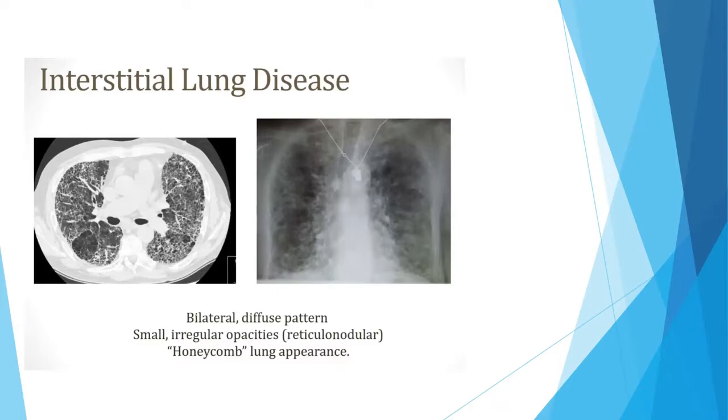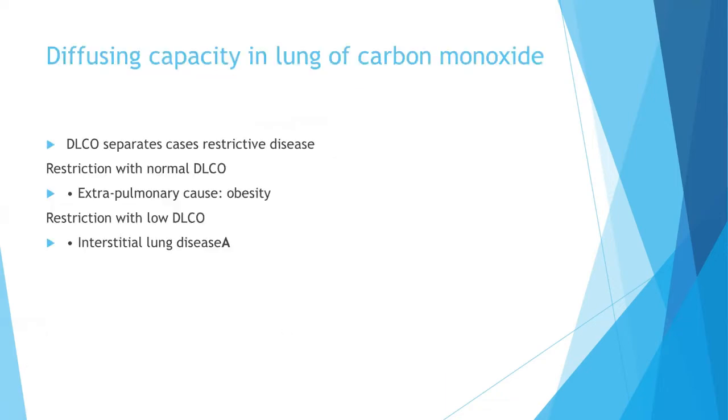So interstitial lung disease may be the other cause of restrictive lung disease. Here we can see the bilateral diffuse pattern, the small irregular opacities, the reticulonodular opacities, okay, in both of the images, and here you can see the honeycombing appearance of the lung, which occurs in case of interstitial lung diseases. The diffusion capacity of the lung for carbon monoxide, or DLCO, separates the cases of restrictive lung diseases. If there is restriction with normal DLCO, it is of extrapulmonary cause, for example, obesity. But if there is restriction with low DLCO, it means that there is interstitial lung disease, which is causing the restrictive pattern of the PFT.